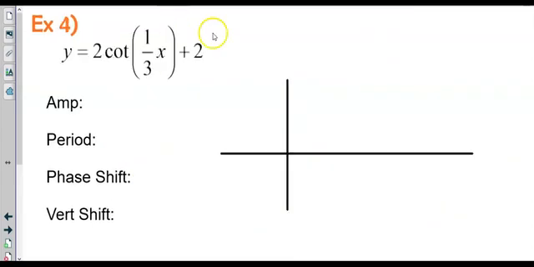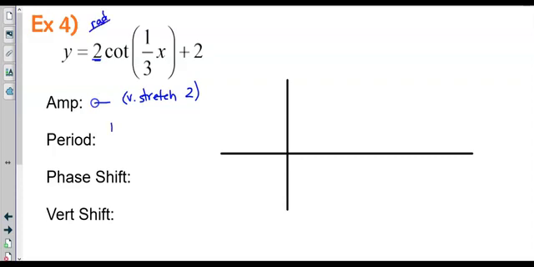All right, and then just one more example. This is a cotangent example. So we just kind of want to fill our stuff in here. Our amplitude, there really is none, but we do have a vertical stretch of 2. Our period this time, we're going to pretend we're working in radians here. It doesn't really say that, but we are.